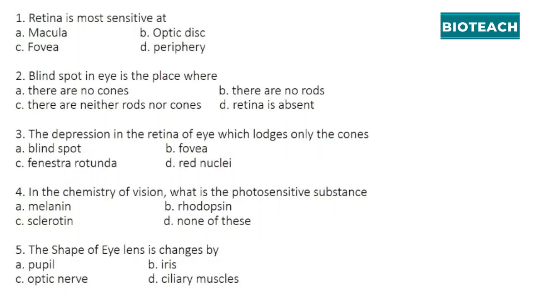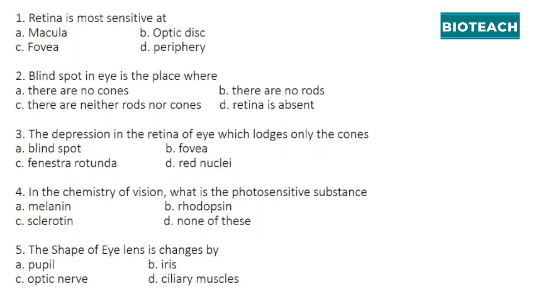Question number 4. In the chemistry of vision, what are the photosensitive substances? The photosensitive substances are rhodopsin, iodopsin, cyanopsin and porphyropsin. So the answer is B, rhodopsin.